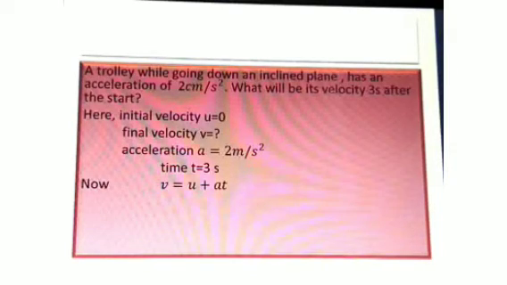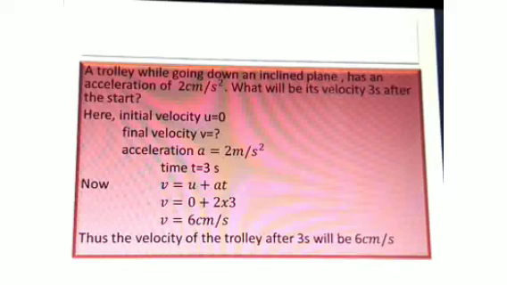So by using the relation v is equal to u plus at, substitute the values for u, a and t in this equation. So v is equal to 0 plus 2 into 3. So v is equal to 6 centimeter per second. Thus, the velocity of the trolley after 3 seconds will be 6 centimeter per second.